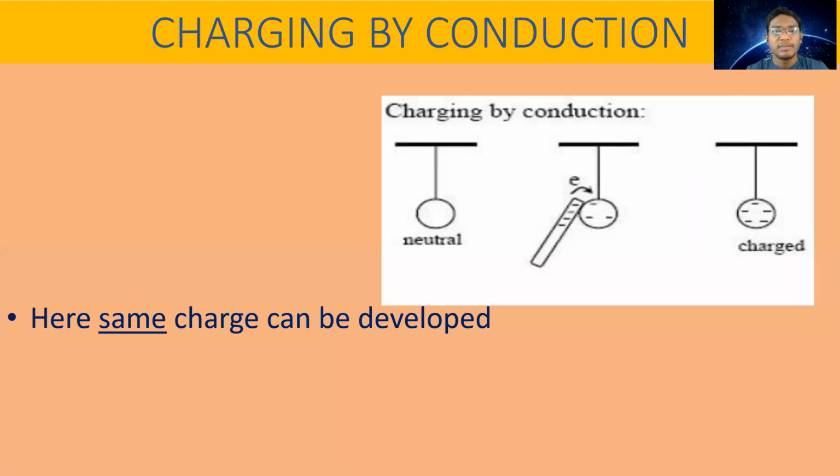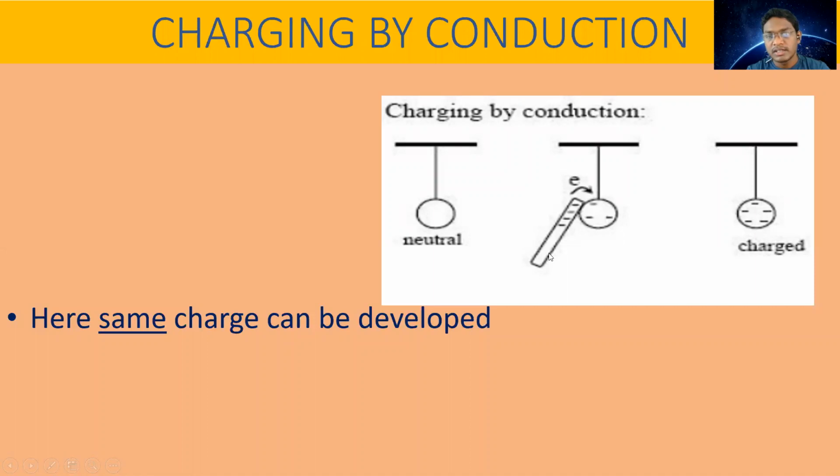Now this is the last method of charge production. It is called charging by conduction. So what happens here? Here we have to bring these bodies in physical contact. When they are close together, they will be in contact with each other. Then there will be a transfer of charge. Here you can see in this diagram. Suppose I want to charge this body. So this is initially neutral.